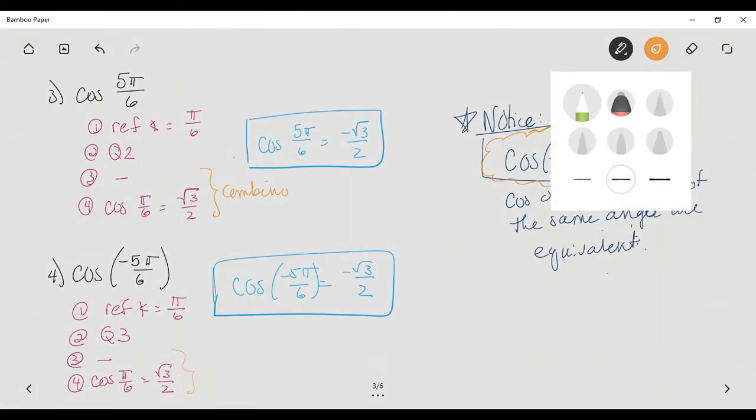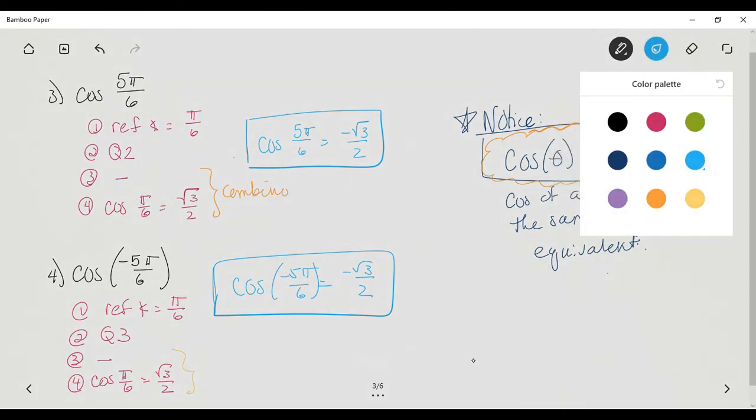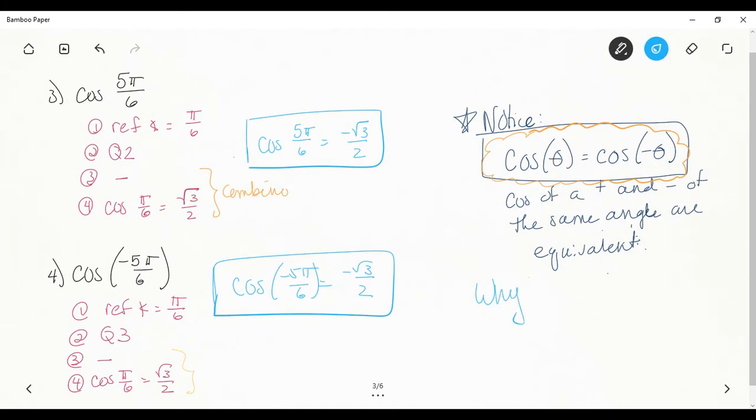And my question is, well, why does this happen? It happens because cosine is an even function. When we get to graphing, we'll go a little bit more into that.